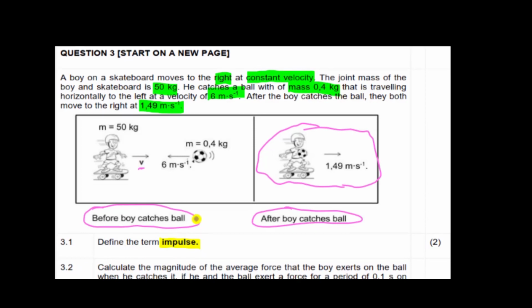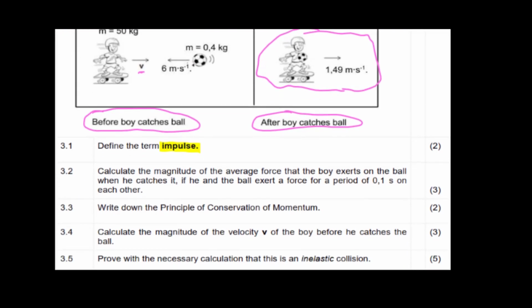The second question says calculate the magnitude of the average force that the boy exerts on the ball when he catches it, if he and the ball exert a force for a period of 0.1 second on each other. Okay, that's a beautiful question. All right, so for 3.2, we want the magnitude of the net force here.